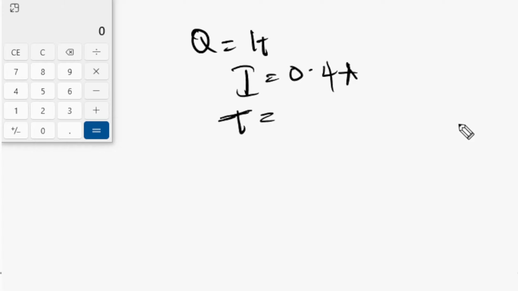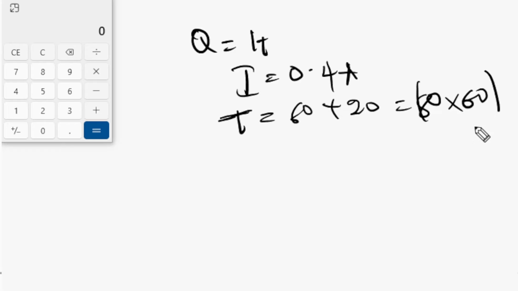So 1 hour is 60 minutes. So we are going to do 60 minutes plus 20 minutes. That's 80 minutes. So this 80 minutes, we are going to multiply it by 60 again to have this in seconds. So 80 times 60, and that's 4,800 seconds. So T is 4,800 seconds.